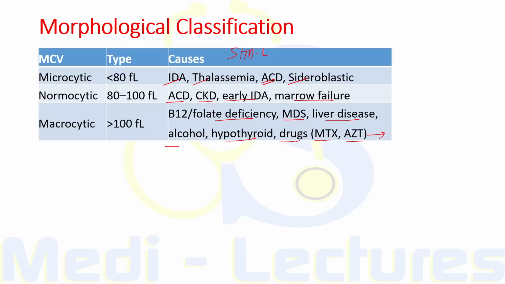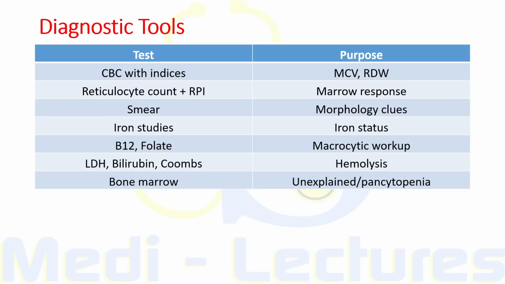So what all diagnostic tools do we have in OPD? We can go with CBC with indices. We can see MCV in CBC. Also we can see red cell distribution width. Now this RDW tells about uniformity of RBC shape and size. Normal value is 11.5 to 14.5, and in iron deficiency there is anisocytosis and poikilocytosis, there is variation in size and shape of the RBC. So this RDW in iron deficiency anemia is usually more than 14.5.